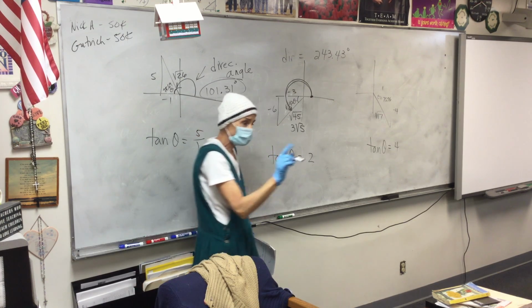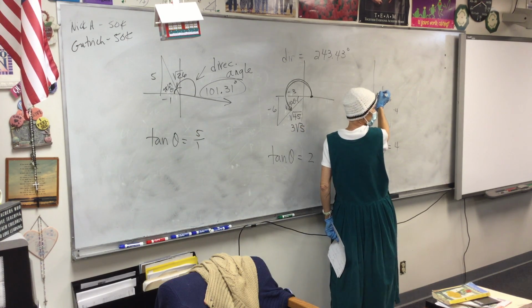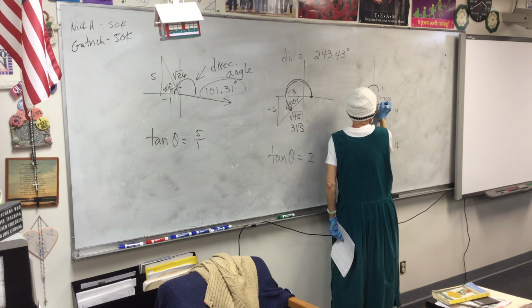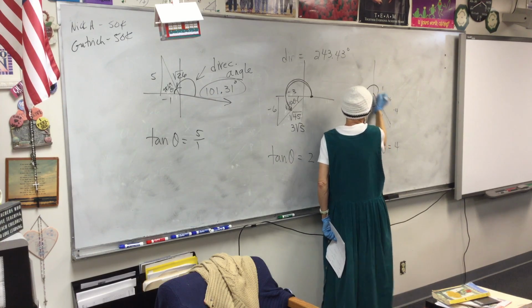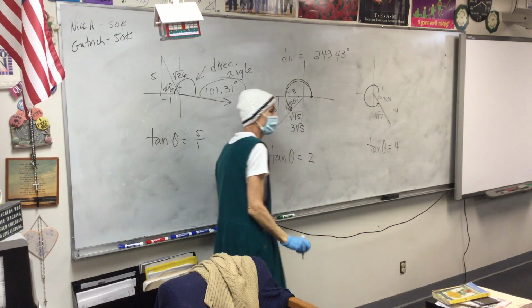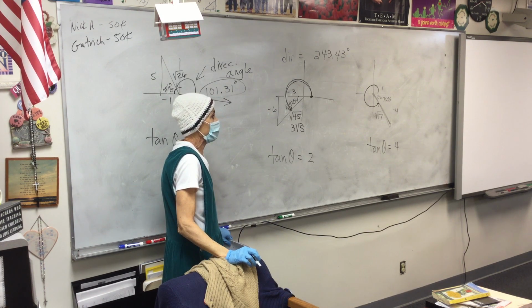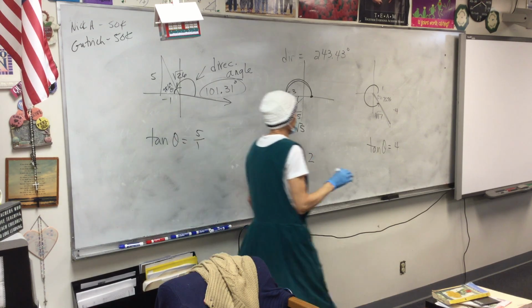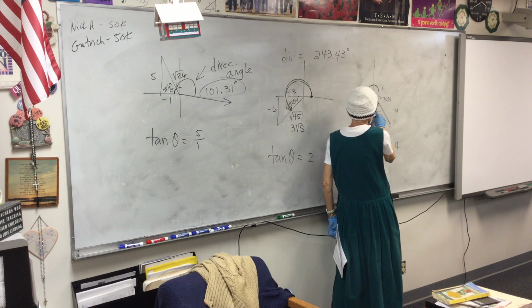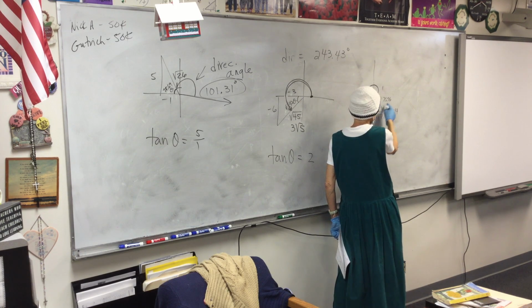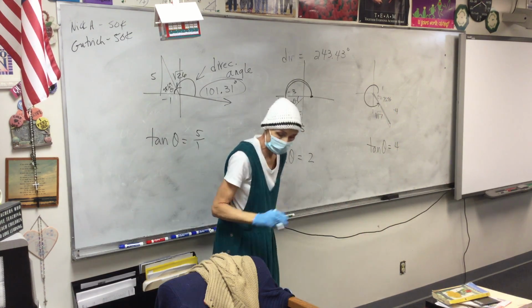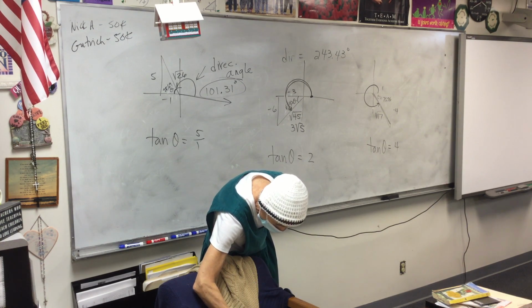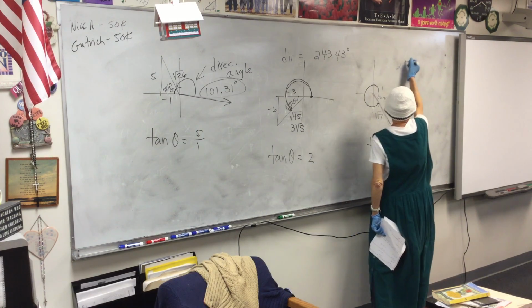Now remember, the direction angle starts here and goes all the way till it hits the vector. This is the vector right here. So how am I going to find that angle? Now think before you speak. Use your logic, Sam. 270 plus. Now think about that, Sam. This would be 270. Is this 75? No, 75 is over here. 360 minus 75.96 is 284.04.